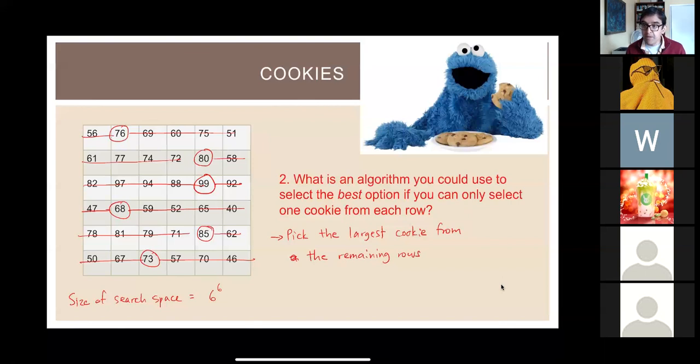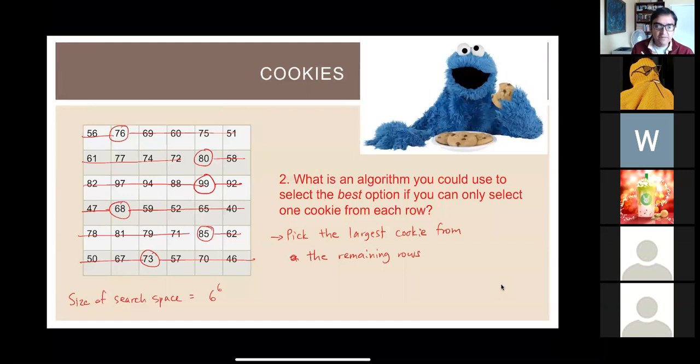Okay. Any questions about that? Right, as many of you have pointed out, we can just start with row one. We're going to get exactly one cookie per row. And so we can just start with row one and pick the largest thing in that row, then move to row two, pick the largest thing in that row, and so on.